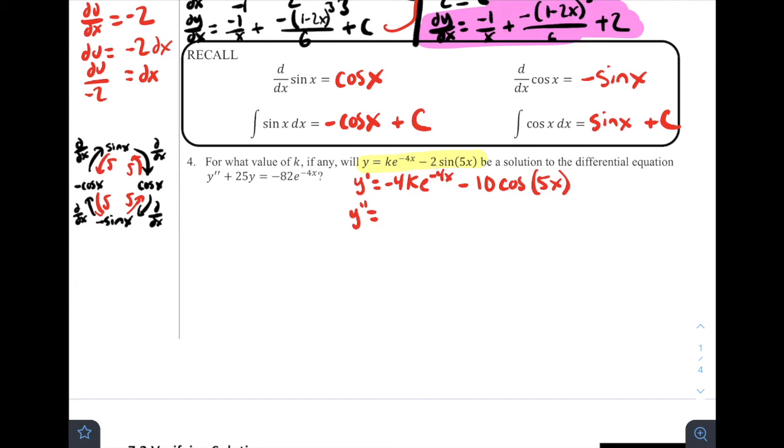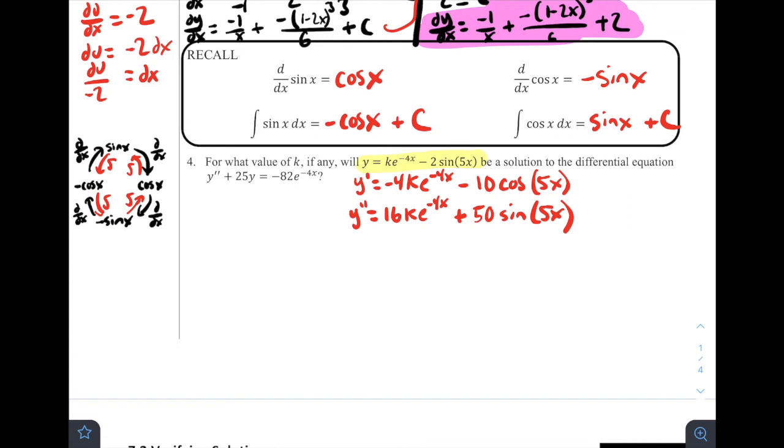Negative 4 is going to get brought outside, multiplying with this negative 4 to give us a positive 16k e to the negative 4x. And then again, similarly, this inside of 5x, the derivative of that is 5, so that's going to get multiplied out here. The derivative of that negative cosine is going to become a positive sine, so that's a positive 10 times 5, which is 50, sine of 5x, if we take that derivative. So this would be our second derivative.